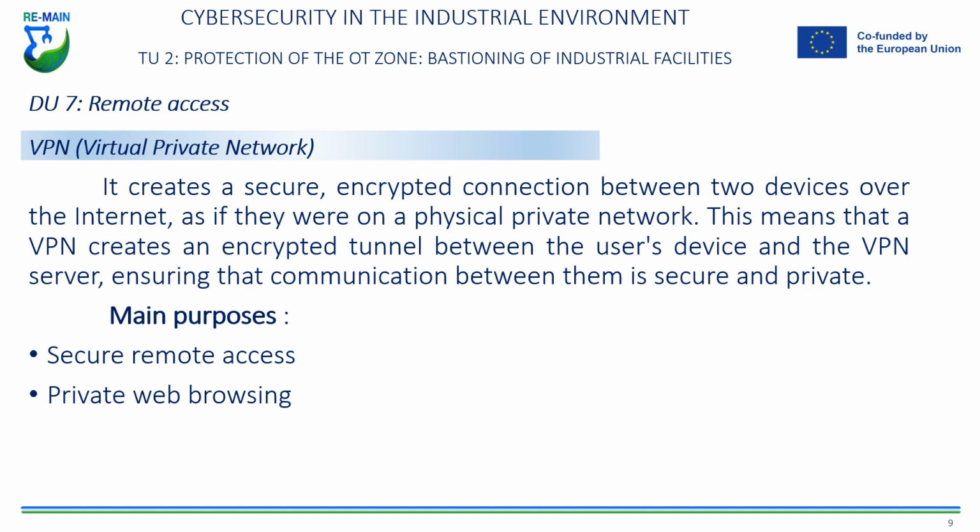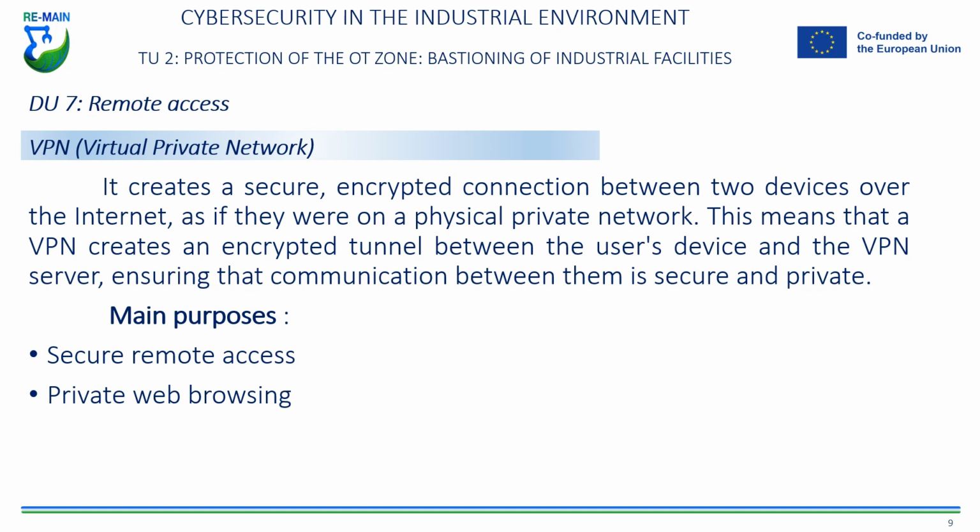A virtual private network, or VPN, is a technology that allows a secure and encrypted connection to be created between two devices over the Internet, as if they were on a physical private network. This means that a VPN creates an encrypted tunnel between the user's device and the VPN server, ensuring that communication between them is secure and private. VPNs are primarily used for two main purposes.